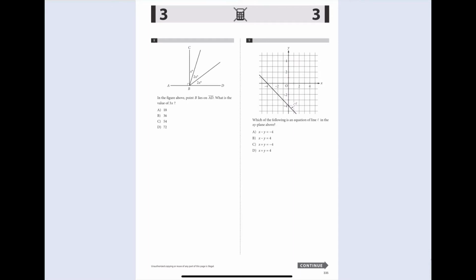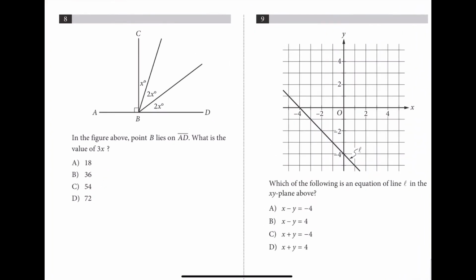Today we're going to be working through problems 8 and 9 on the SAT official practice test number 10 in the Math No Calculator section. So let's start with number 8.